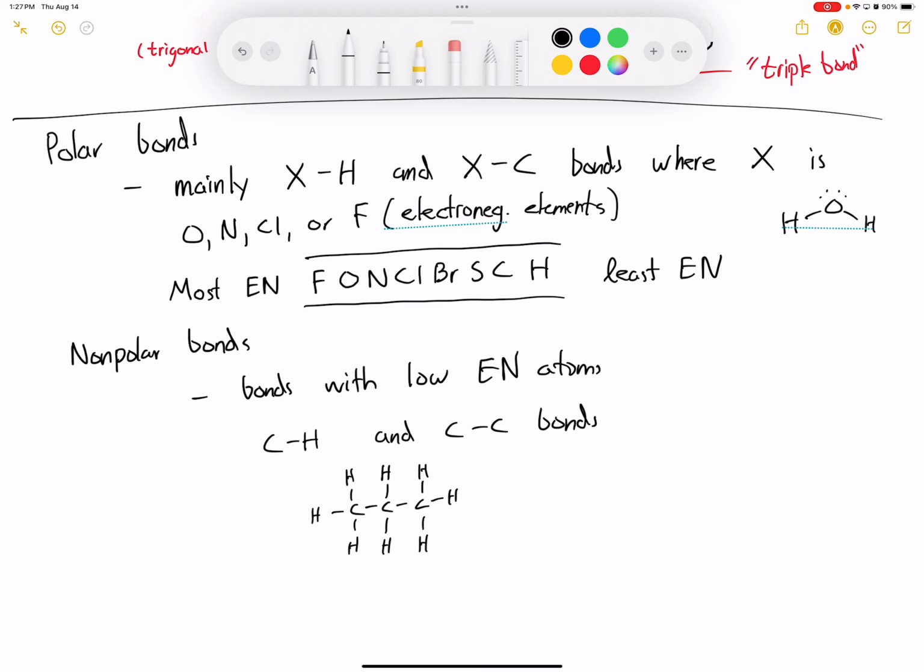All right. Any other questions about polar and nonpolar bonds? Okay. So I just want to see our understanding of these things, because we'll have to be able to draw these kinds of structures and understand where they come from. Okay.